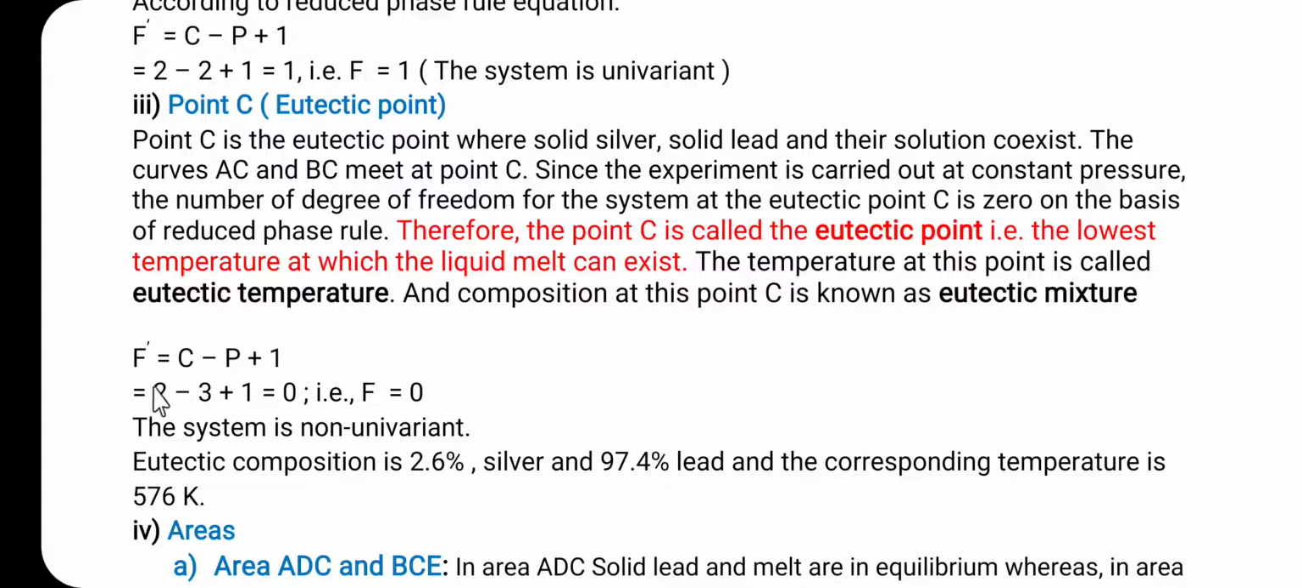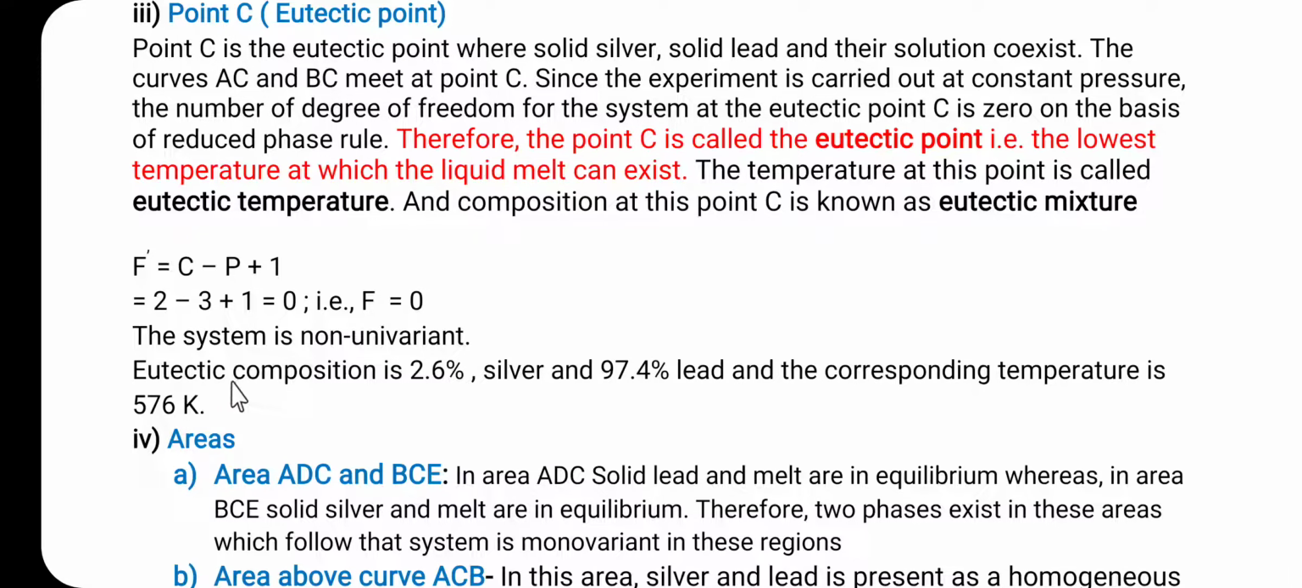As per the reduced phase rule, F dash is equal to C minus P plus 1. Here C is equal to 2 and the 3 phases are in equilibrium. That's why F dash is equal to 2 minus 3 plus 1, which is 0, that is F is equal to 0. So point C is a non-variant point. At point C, the eutectic point, the composition is 2.6% silver and 97.4% lead, and the corresponding temperature is 576 Kelvin. So friends, this is about the curves.